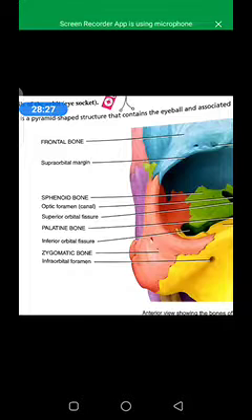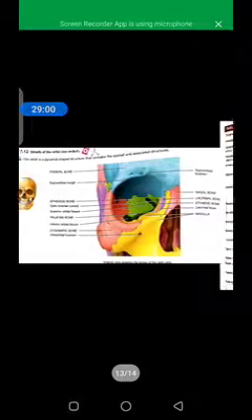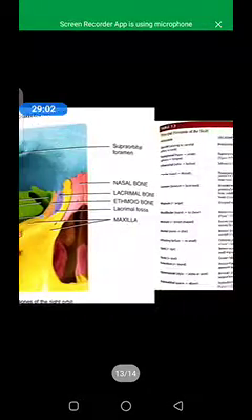Okay, optic foramen or canal, then superior orbital fissure, then there is palatine bone down, palatine bone, then there is inferior orbital fissure. Okay, and outside you can see the zygomatic bone and the infraorbital foramen. You can see here.